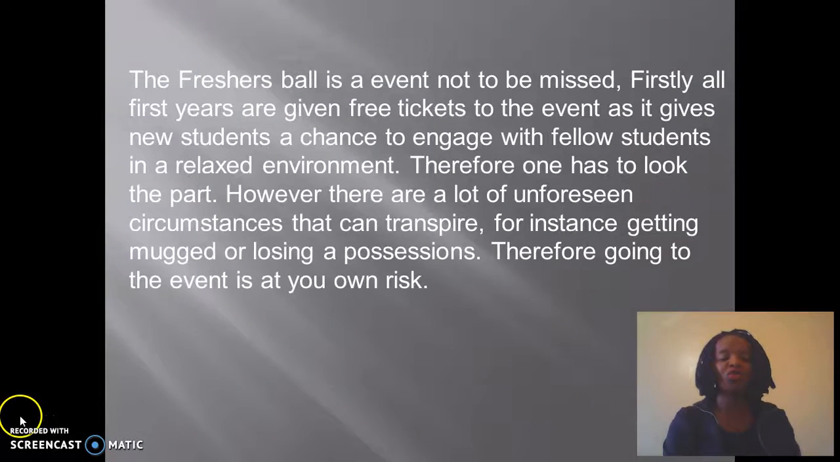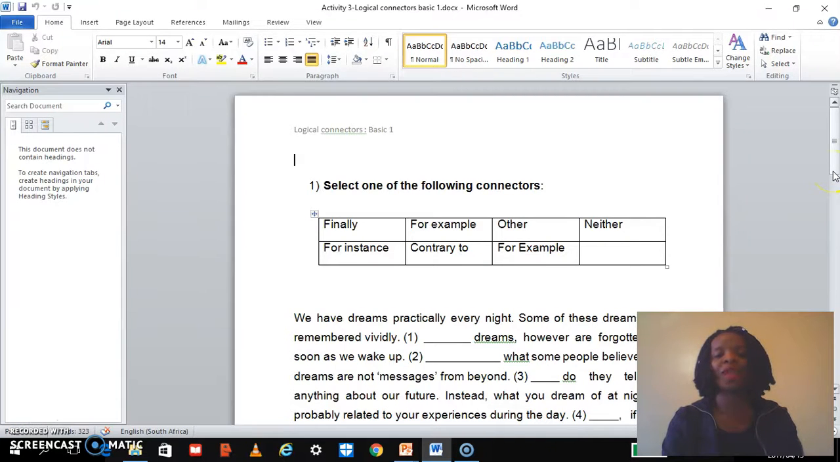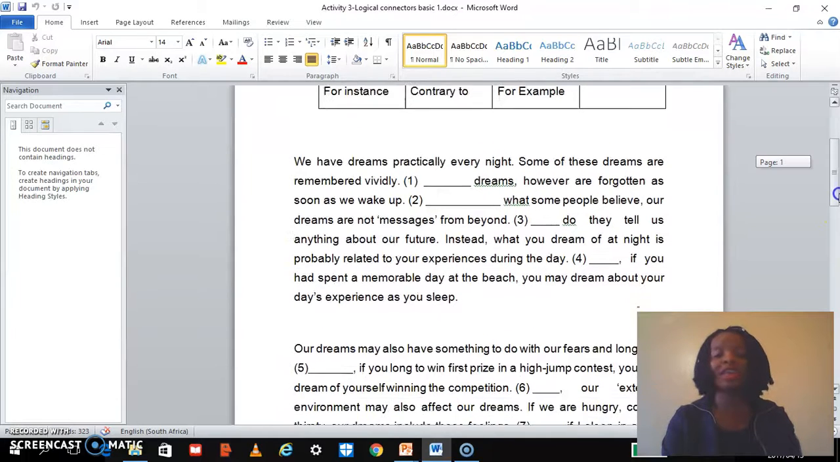So right now, let's move on to the activity. As you can see, we have logical connectors such as finally, for instance, contrary to, for example, other, for example, neither. So here, let's read the paragraph so that we can fill in the missing words.